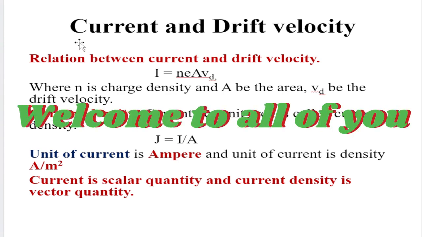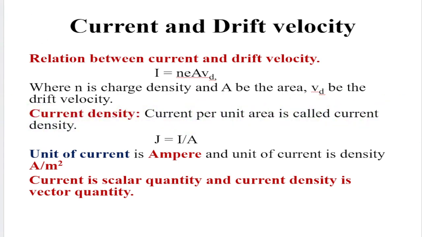Hello, my dear student. Today we will discuss the topic of current, drift velocity, resistance, and resistivity. So, current and drift velocity. As you know, the relation between current and drift velocity is I equal to nAvd, where n is the charge density, A is the cross-sectional area, and vd is the drift velocity of charge flowing through a conductor.